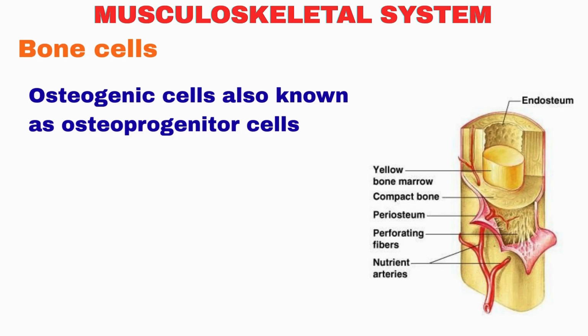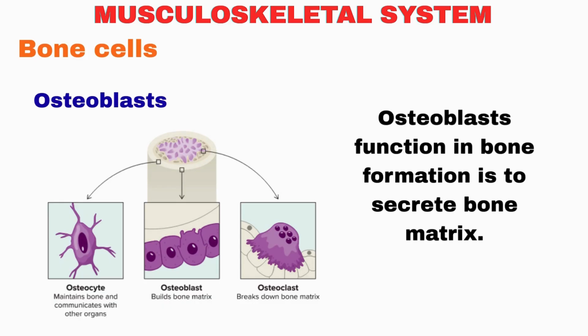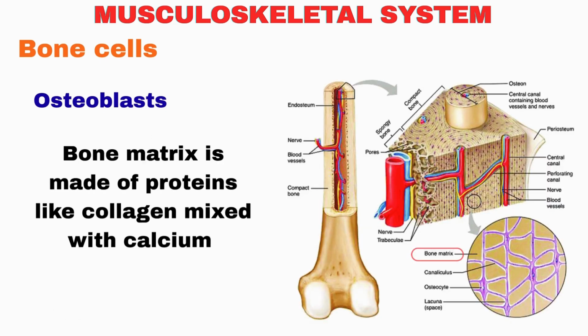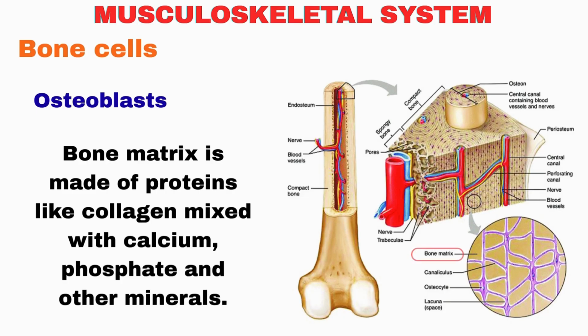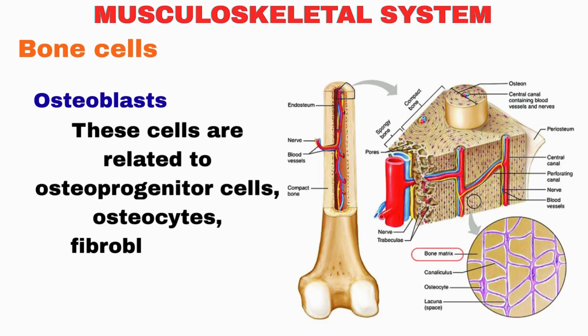These cells help differentiate osteoblasts and bone lining cells. Others may remain as osteogenic cells. Osteoblasts are the cells responsible for building new bone tissue. These are derived from cells thought to be associated with blood vessels. Osteoblasts' function in bone formation is to secrete bone matrix. They create and release a mix of proteins called bone matrix. Bone matrix is made up of proteins like collagen mixed with calcium, phosphate and other minerals. These cells are related to osteoprogenitor cells, osteocytes, fibroblasts and chondroblasts.